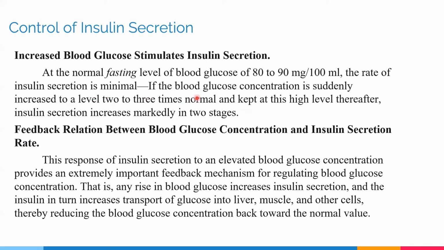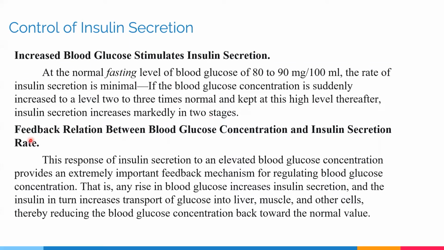If the blood glucose concentration is suddenly increased to a level 2 or 3 times normal and kept at this high level thereafter, insulin secretion increases markedly in 2 stages.